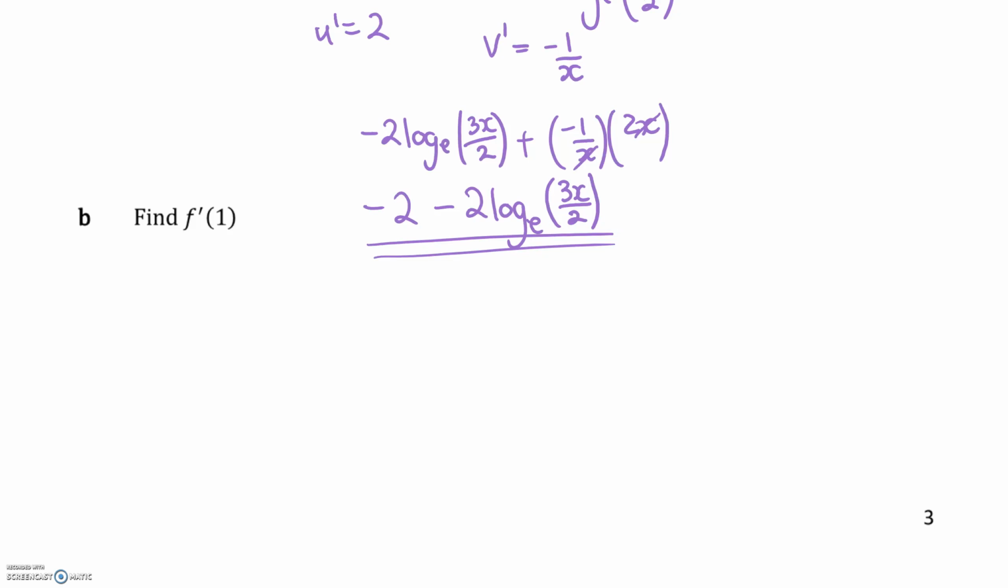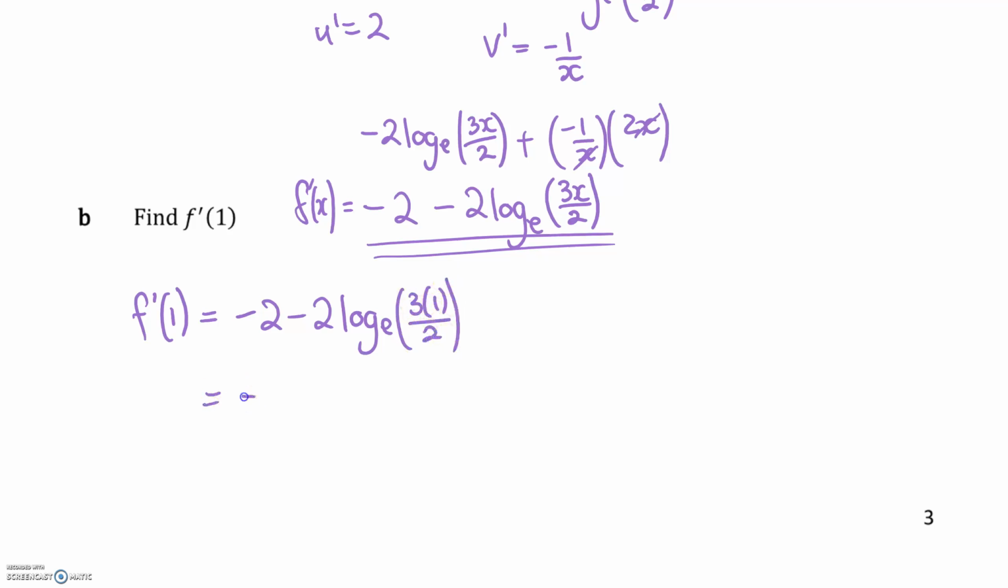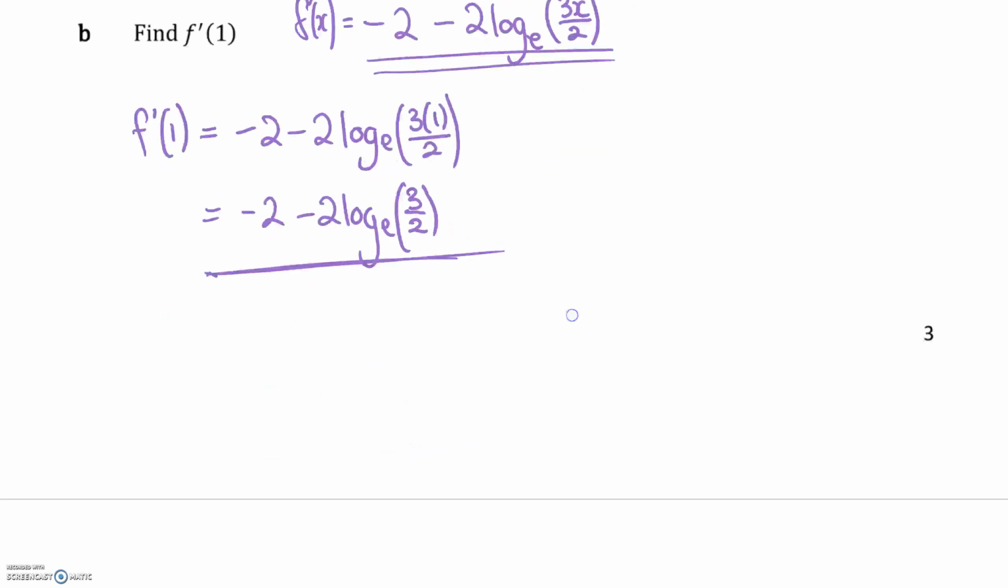So for my second part of this, I just need to substitute in 1 into this, which I found before. So this was f dash of x. And now I just need to do f dash of 1. So I get negative 2 take 2 log e to the 3 times 1 on 2. And this will give me negative 2 take 2 log e to the 3 on 2. And there's no need for me to simplify or attempt any more than this. There we go. And we can move on to the next question.